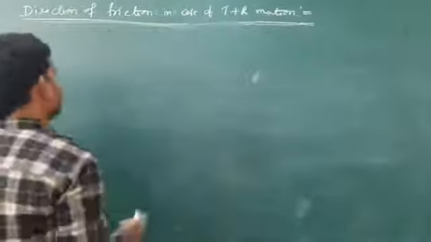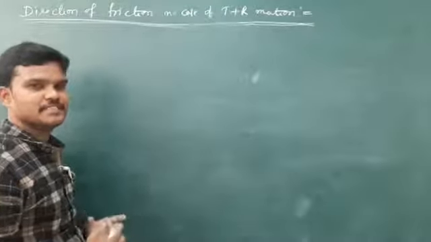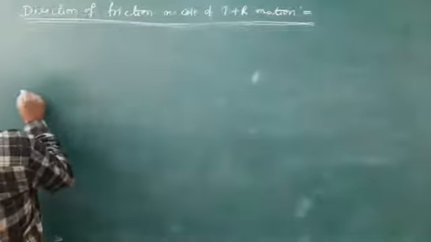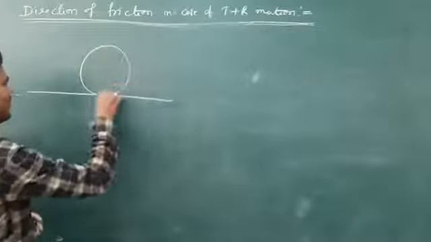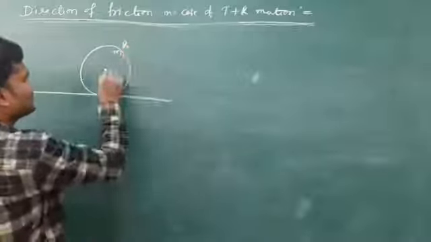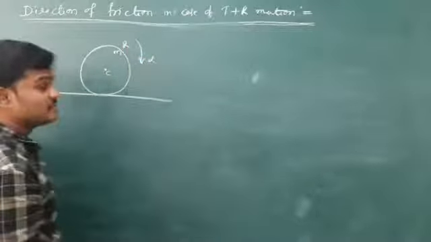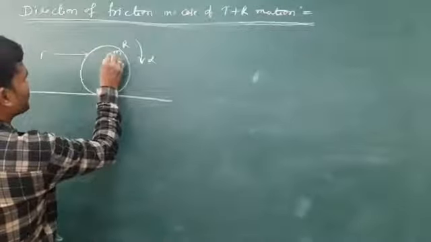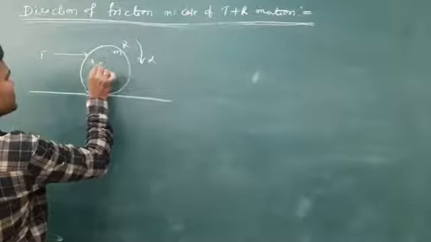To get the direction of the friction, let me consider a body of mass m which is rolling on some rough surface. Let us suppose this is the surface, and here a body of mass m, radius capital R, and C is the center. This is rolling with an angular acceleration alpha. Let us apply a force F at a point at a distance of x from the center.